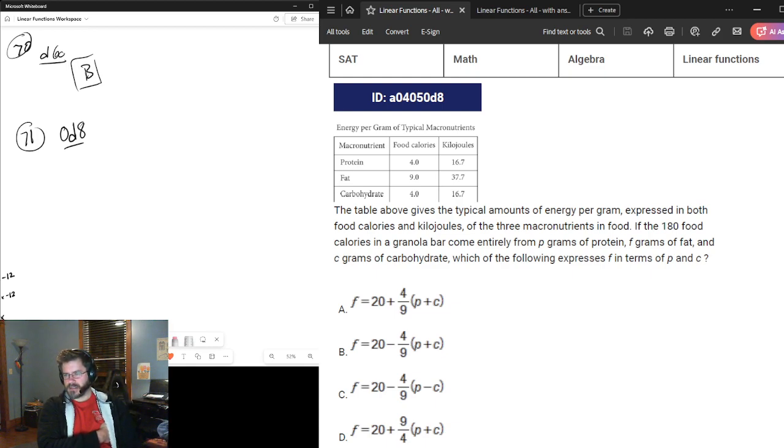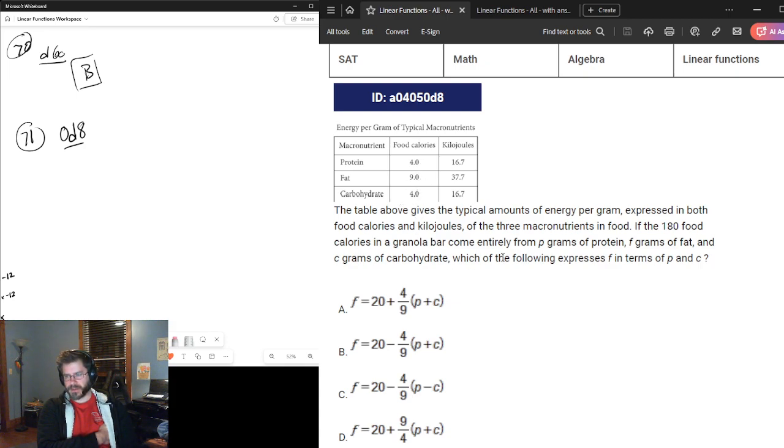Express both calories and kilojoules. The 3 nutrients in food, with 180 food calories in a granola bar, come entirely from p grams of protein, f grams of fat, and c grams of carbohydrate. Okay. 180 food calories relative to grams, energy per gram. I'm seeing that in the title there. Energy per gram. Which of the following expresses F in terms of P and C? So fat is equal to some manipulation of P and C. And these are in grams. This is energy per gram.